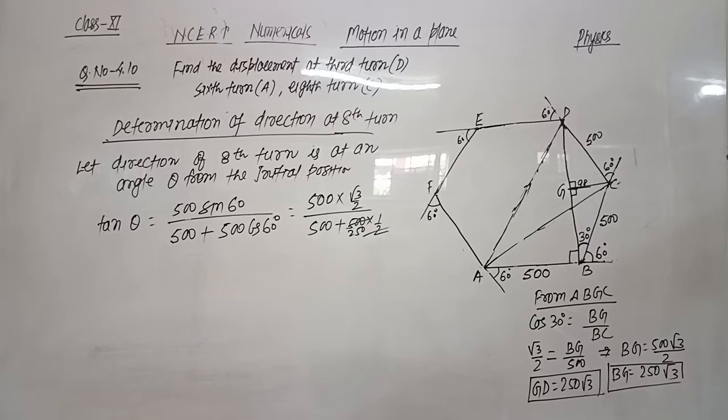So 500 into root 3 by 2 upon 500 into 1 by 2.